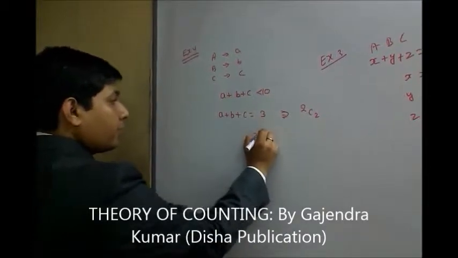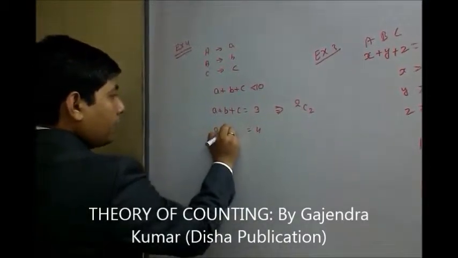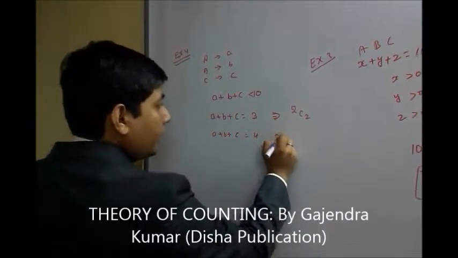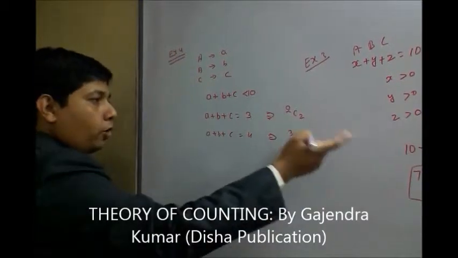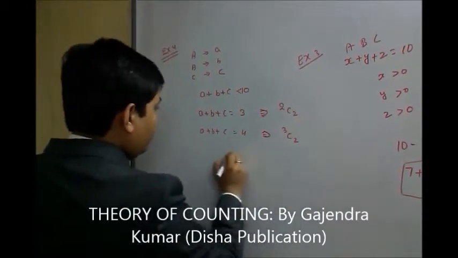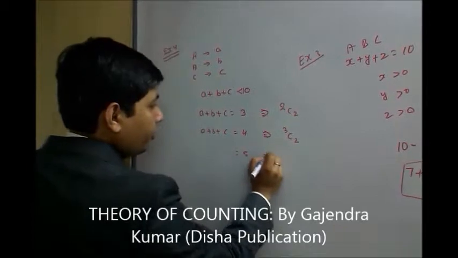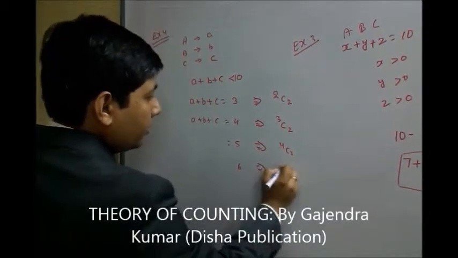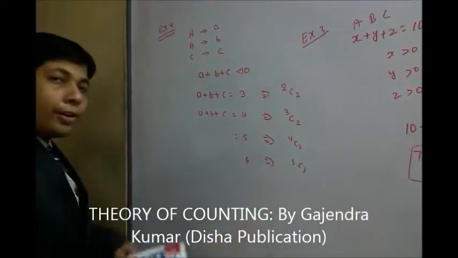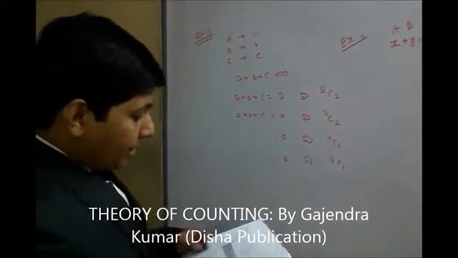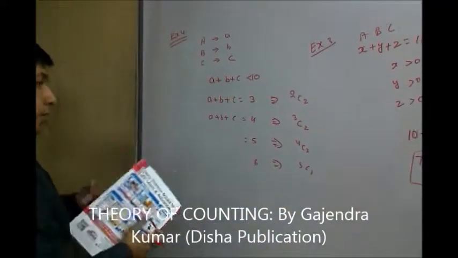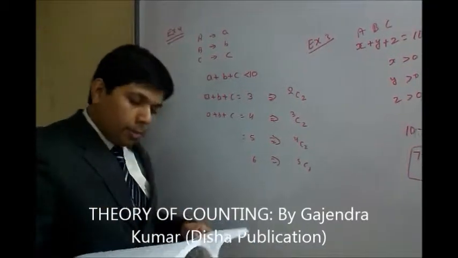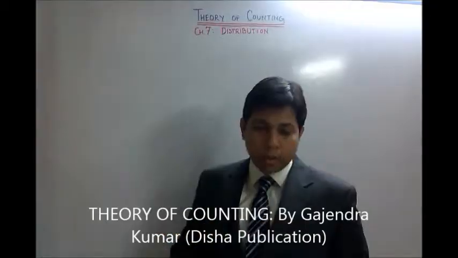If A plus B plus C is equal to 4, then the number of integral solutions, applying the same formula, is 3C2. If it is equal to 5, then 4C2. If it is 6, then 5C2, and so on. We'll go till 9. Then we find the total number of ways, and as explained in the book, the total answer is 74.